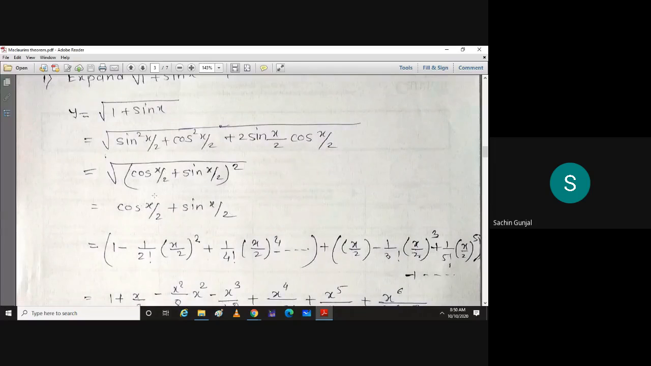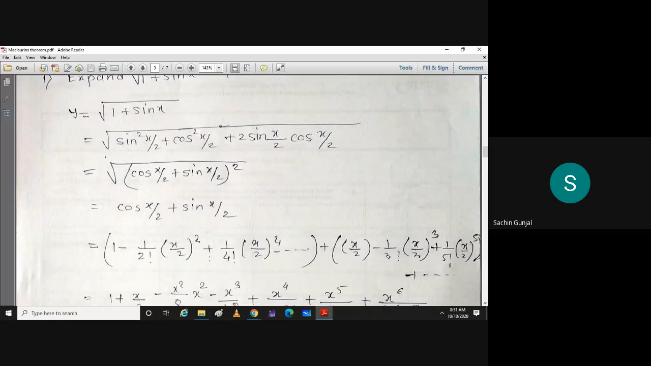Now this x by 2 is say y. Okay, x by 2 is y. So cos y plus sin y. So you want its expansion. So cos y expansion is 1 minus y square by 2 factorial plus y raised to 4 by 4 factorial and so on. Then plus sin y expansion, y minus y cube by 3 factorial plus y raised to 5 by 5 factorial and so on.